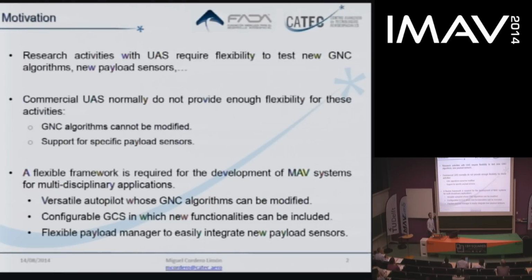So why did we start with developing this system? We as a research center have different research topics. One of them is our GNC algorithms. So we need an open autopilot, where we can just modify the algorithms and have full control of all the things that are processed within an autopilot. So that's why we needed an autopilot with these characteristics.